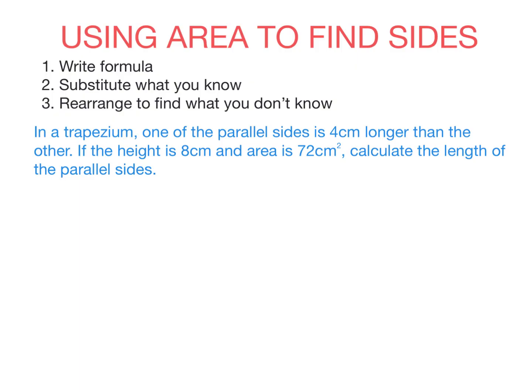So we have a trapezium, one parallel side is 4 centimeters longer than the other. The height is 8 centimeters, area is 72 centimeters squared. We're going to calculate the length of the parallel sides. So this question says calculate the length when we're given the area, so we know to use these 3 steps here. So what we have here is a trapezium, and its formula is area equals h over 2 times (a plus b).